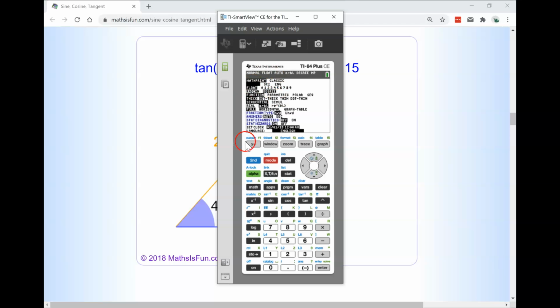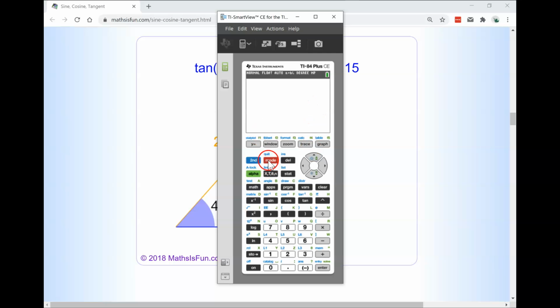And on your screen, you should see a line somewhere that says something like radian degree. And you need to go down and set that so that degree is the one that is chosen. And then you can get out of the screen by doing second quit.